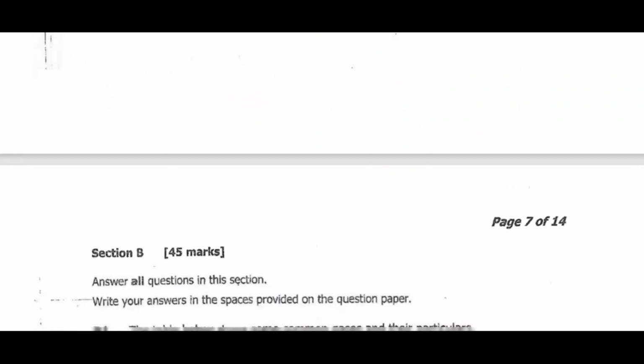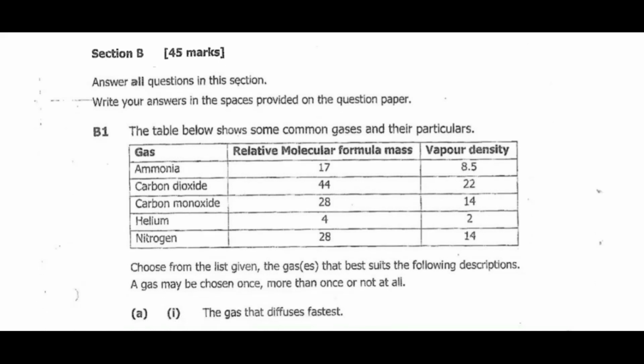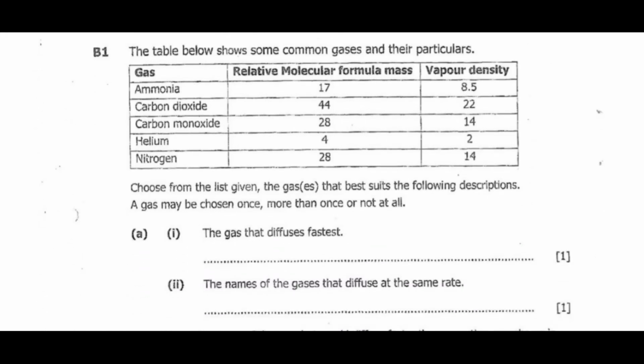Okay, so now we are done with our section A. So let's now dive into section B. The table below shows some common gases and their particulars. So the first one, we have gas: ammonia, carbon dioxide, carbon monoxide, helium, nitrogen. The relative molecular formula mass, we have these numbers.